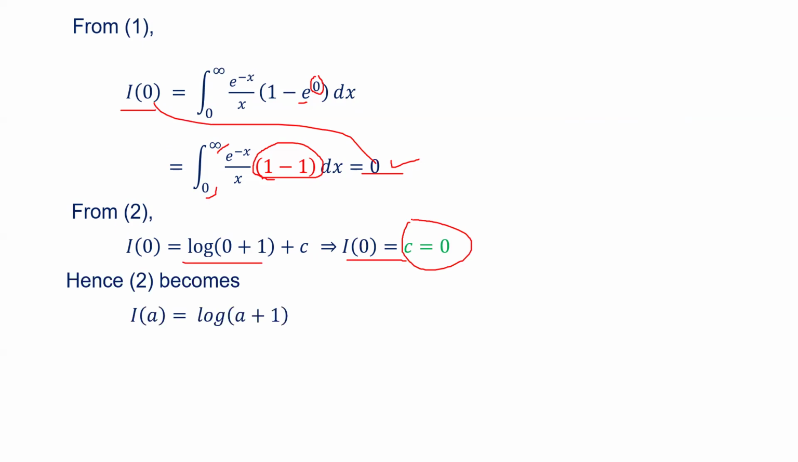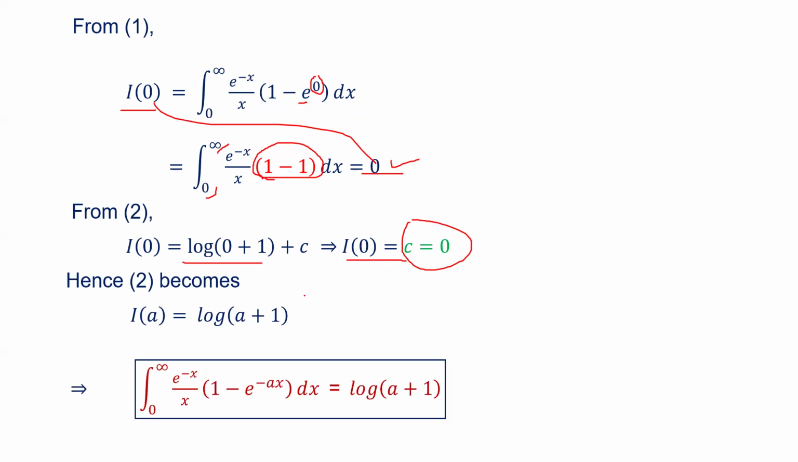I of a is equal to log of a plus 1, which gives us integration of e to the power minus x upon x into 1 minus e to the power minus ax under the limit 0 to infinity with respect to x, which is given by log of a plus 1. This is the desired result. Thank you.